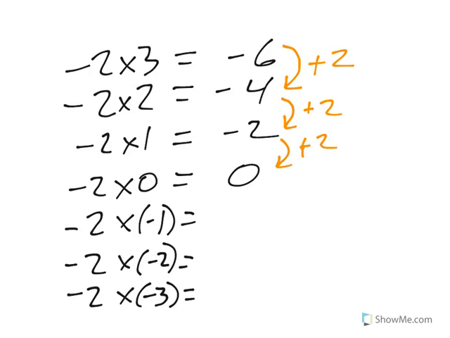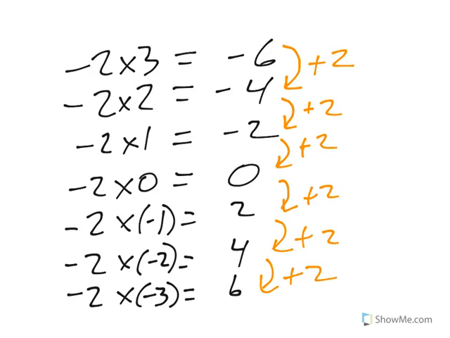So anyway, I'm going up by 2 each time. So let me go back here. If I continue to go up by 2, well, then I'll get to 2. And 2 more, I'll get to 4. And 2 more than that, I'll get to 6. If I continue this pattern of going up by 2 each time I go down this line, those are the numbers that come out.